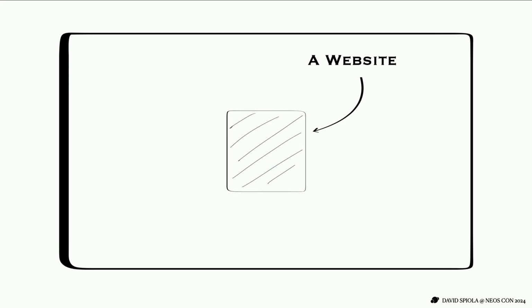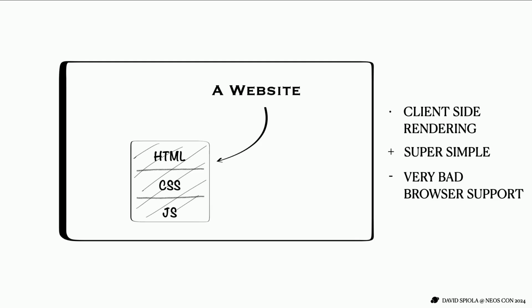When I started building websites, it was actually quite easy. At the start, we just had three different technologies: HTML, JavaScript, and CSS. And this was basically it. The browser supported all of those three technologies, and it was basically just client-side rendering. It was super simple at the time. There was just one big drawback, and that was browser support. If that had been better in the early days, we might have gone a different path until now. But who knows?